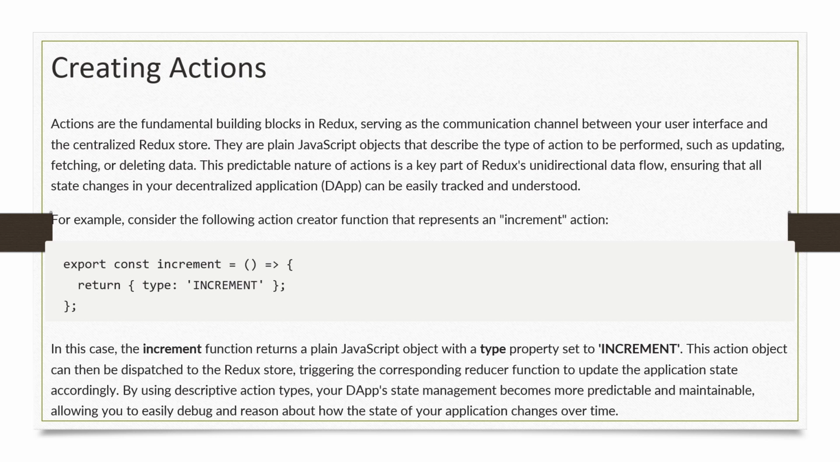Actions are the fundamental building blocks in Redux, serving as the communication channel between your user interface and the centralized Redux store. Actions are plain JavaScript objects describing the type of action to be performed. This predictable nature ensures that all state changes in your dApp can be easily tracked and understood. Here is an example of the code. This code is really basic, and the first line defines an action creator function named increment, and the other line returns an action object with a type property set to increment.